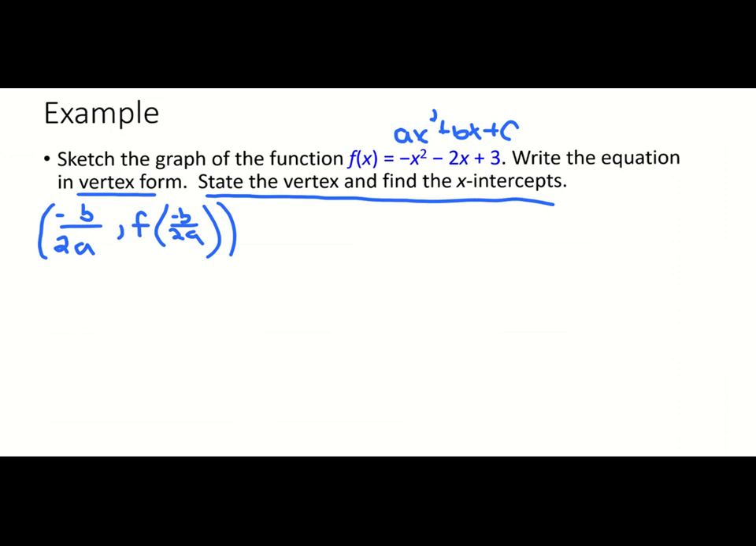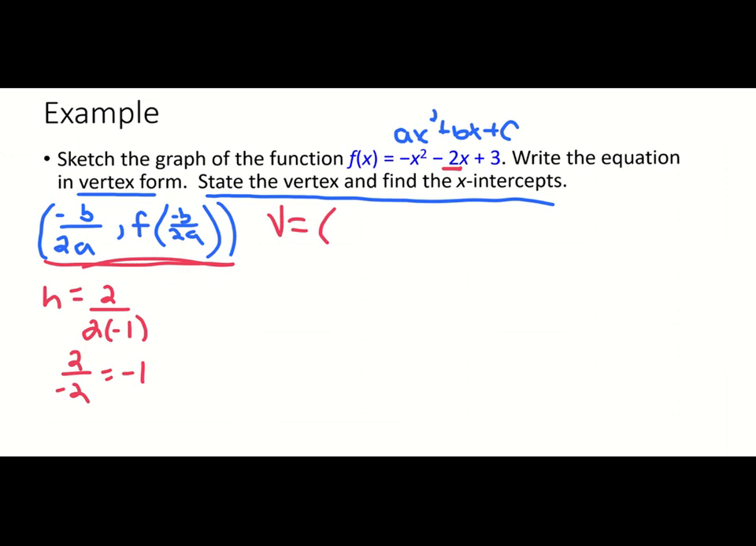All right, so let's do our vertex form here. Let's find the vertex. So b, in our case, is negative 2, but I want the opposite of b. So I'm going to do 2 divided by 2 times, and it's negative x squared, so that's a negative 1, which gives me 2 over negative 2, which equals negative 1. So my h value is negative 1.